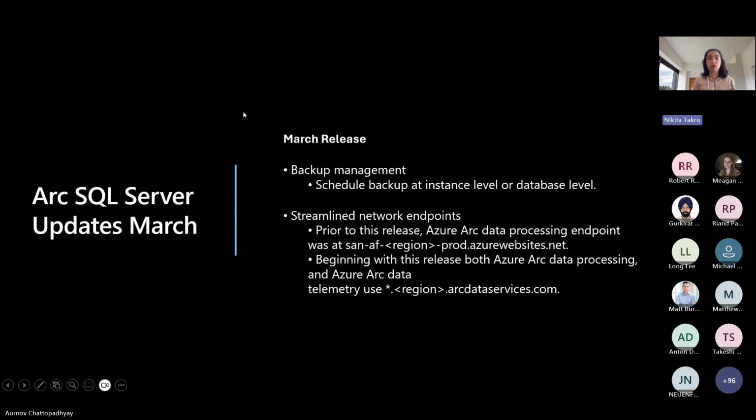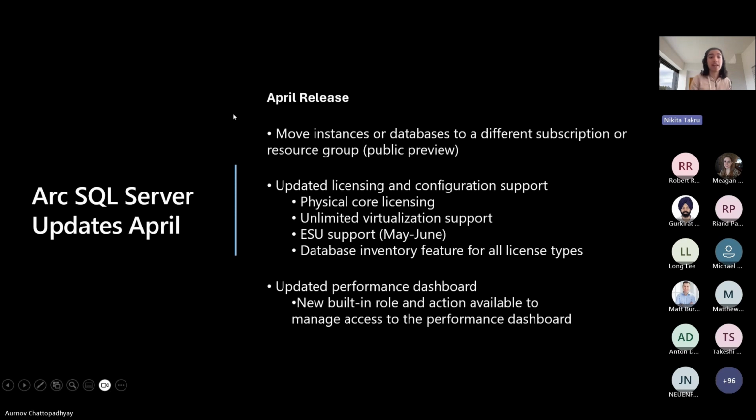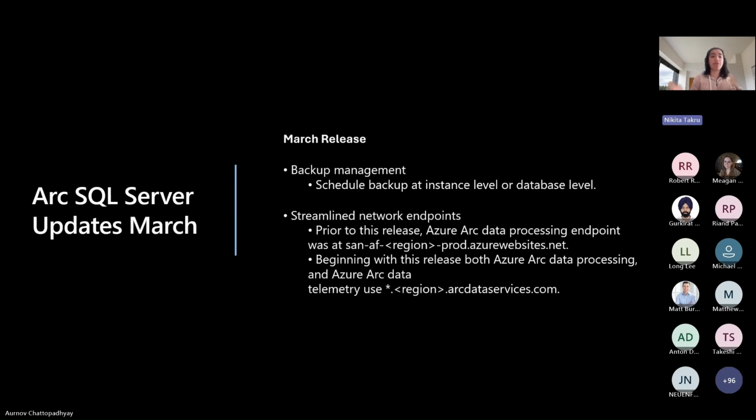Some more updates for March as well is we've streamlined networking endpoints. So before this release, the Azure Arc data processing endpoint was at azurewebsites.net. Starting in March, part of this release is now we have solidified this into arcdataservices.com. And one thing to note is that this is for our SQL Server. It sends our data processing service, our service telemetry, and our performance monitoring to Azure. And this does allow for TLS 1.3.